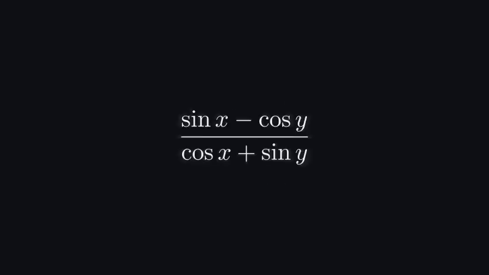Now we substitute these values into the expression. Be careful with the positions. The numerator is sine of x, cosine of y, and the denominator is cosine of x plus sine of y.